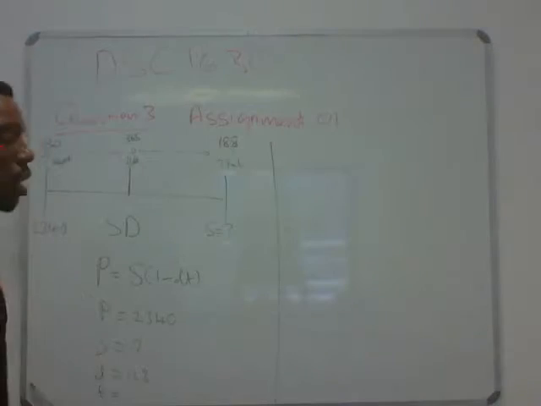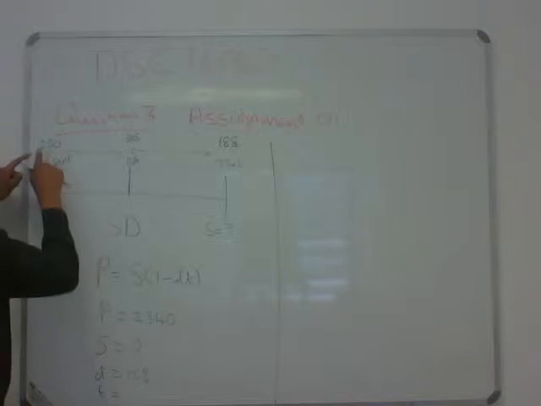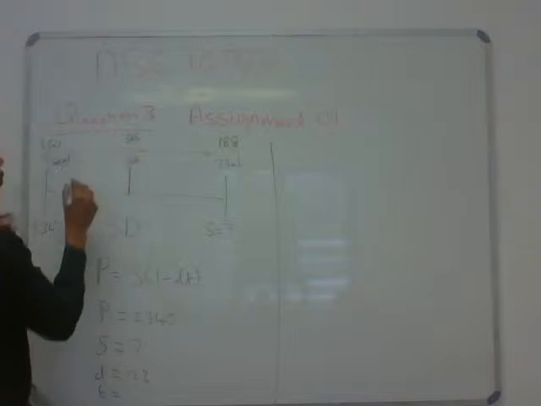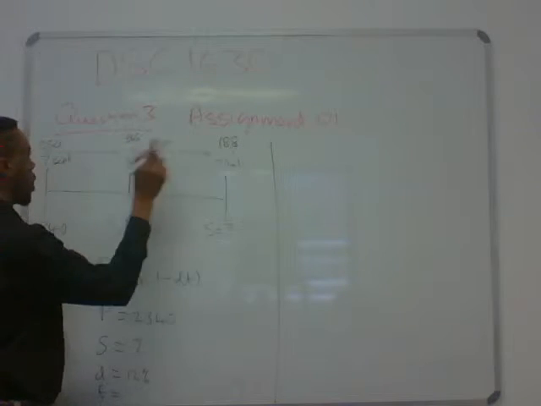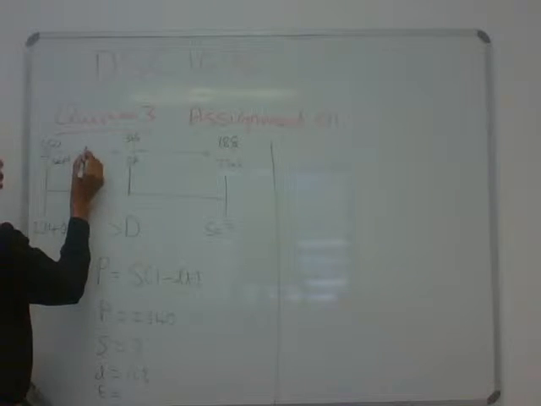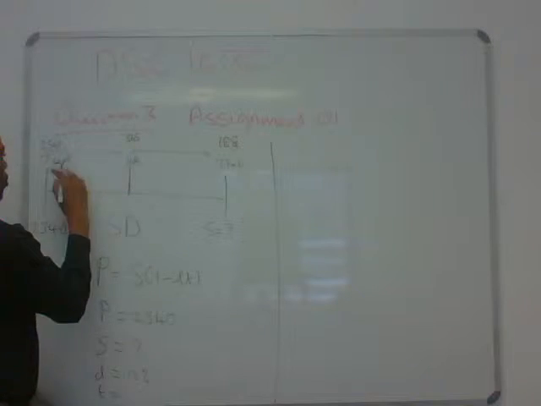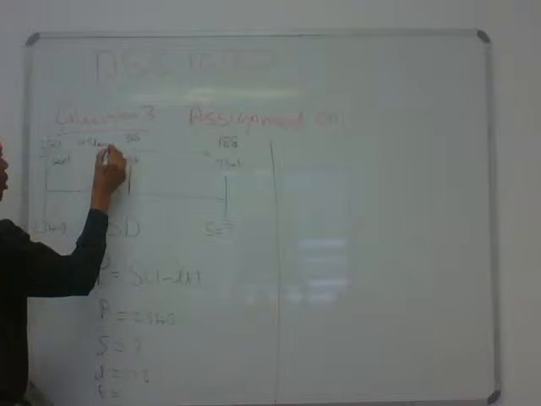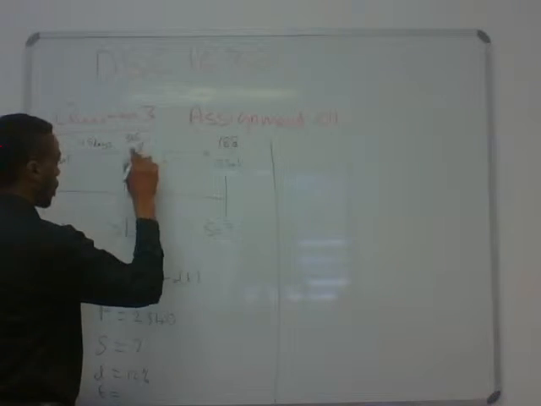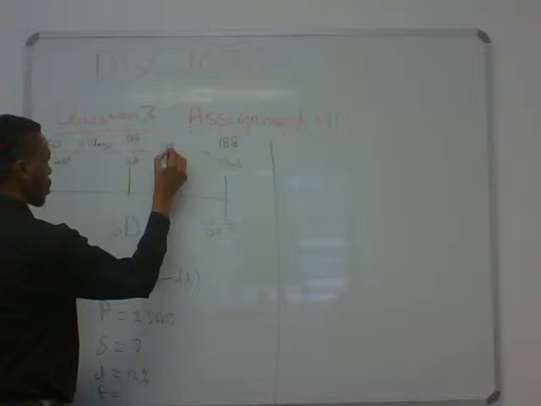So we need to calculate the number of days that are involved between 250 and 365 days, right? And then we need to add them to the number of days that are involved between 0 and 188. So the number of days that are involved here, we're going to subtract the 2, we get 115 days. This one, if you subtract 188 minus 0, you just get 188.